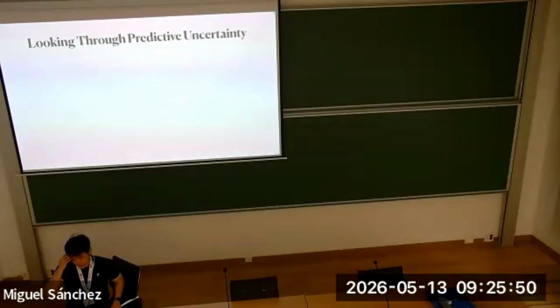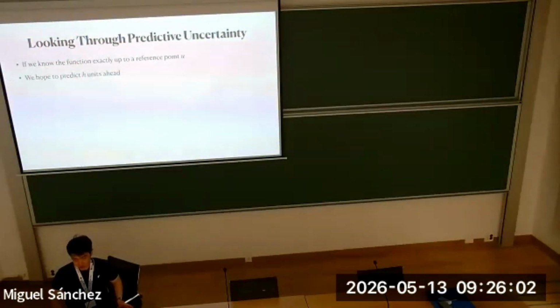So there's another way to see why this is important. It's through this predictive uncertainty perspective. So let's assume we know the function exactly up to a reference point u. And we want to predict what the function is going to look like h units ahead. So we want to know how much uncertainty we have for this h unit prediction.